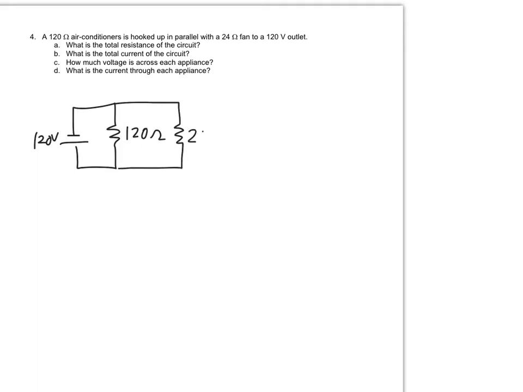Alright, so for this next problem, we now have a circuit connected in parallel. So we have a 120 volt outlet, and along with that we have a 120 ohm air conditioner and a 24 ohm fan. Doesn't really matter what exactly they are. The key is they are two resistors within the circuit.